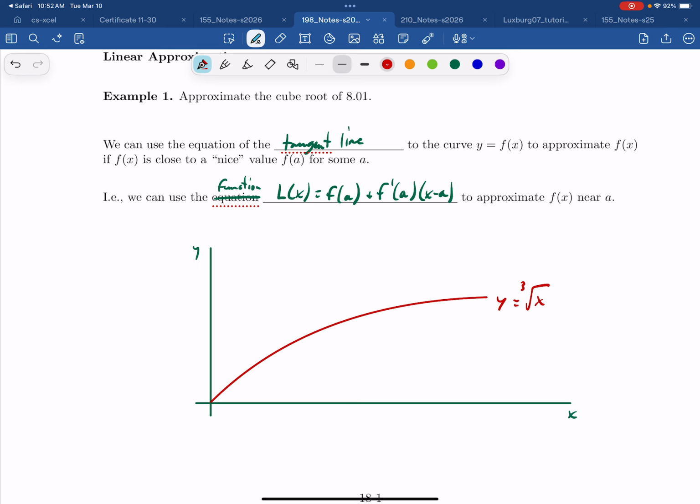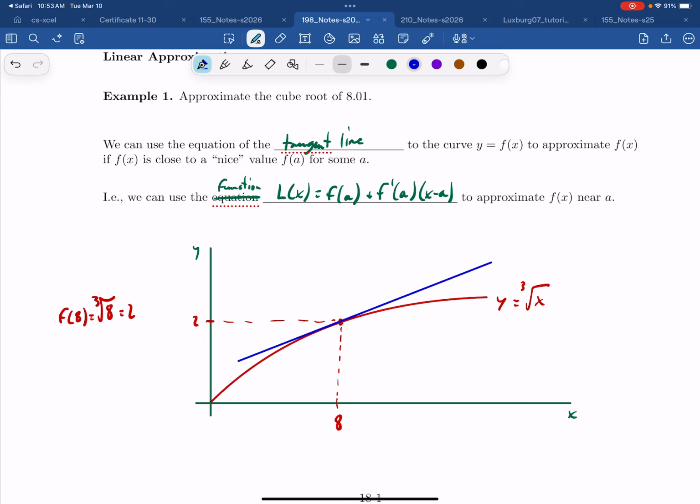Okay, we know that there is a nice point, x equals 8. And what do I mean by that? Well, I mean that we know that the cube root of 8 is exactly 2. Right? So we can write down, f of 8 equals the cube root of 8, which equals 2. Okay? So we can come up with the equation for the tangent line to the curve at that point.